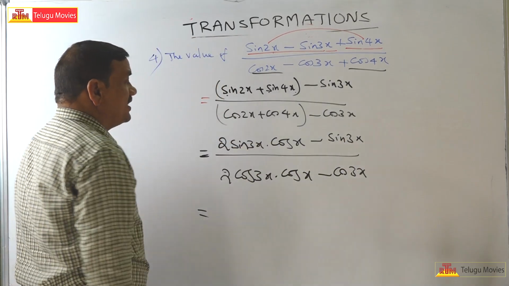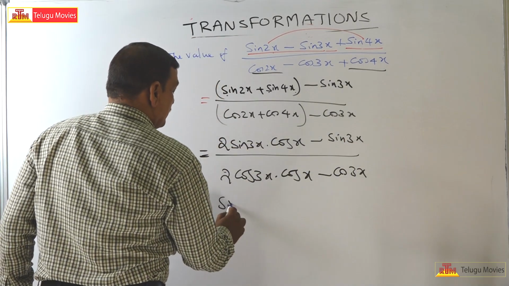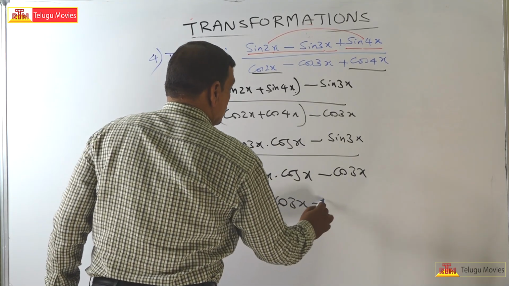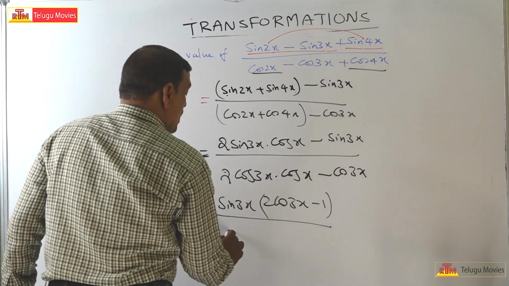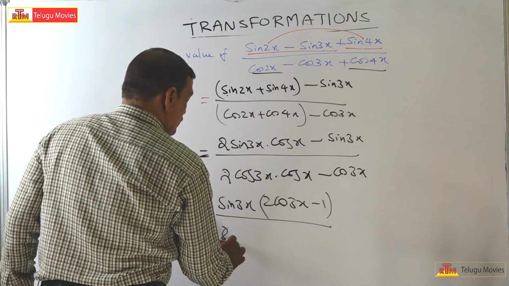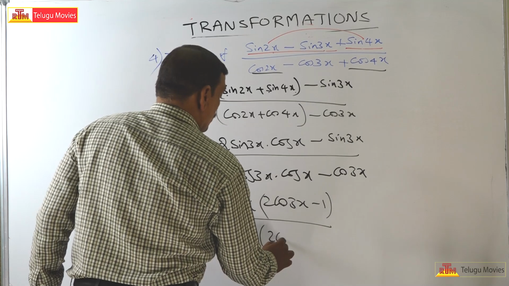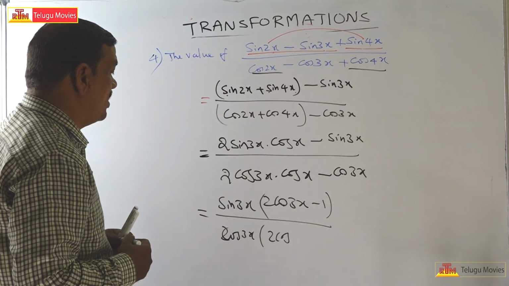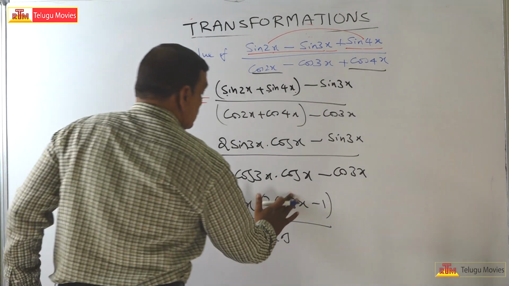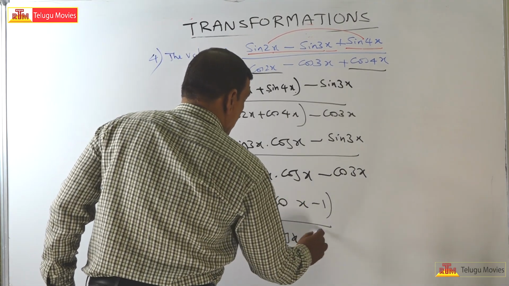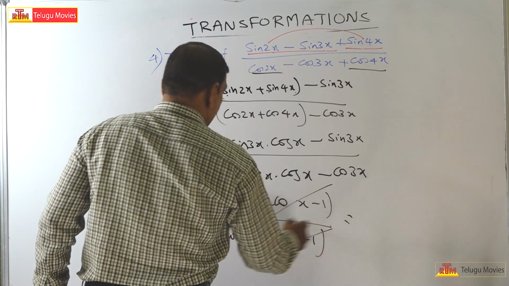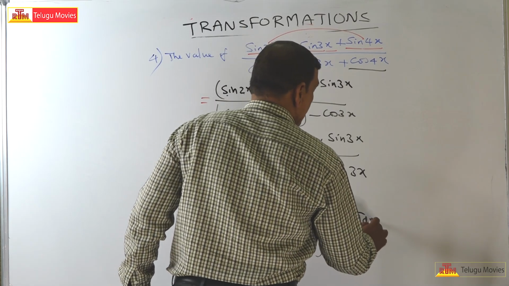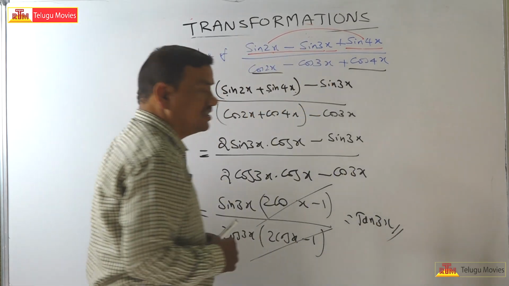In the numerator, can I take sin 3x common outside? Yes, sin 3x common outside. Here 2 cos x minus 1 upon. Here also 2 cos 3x I can take common outside. So in the numerator sin 3x, denominator cos 3x, here only cos x will come here. 2 cos x minus 1, 2 cos x minus 1 cancel. So this is sin 3x by cos 3x is equal to tan 3x. So this is the answer that we are getting.